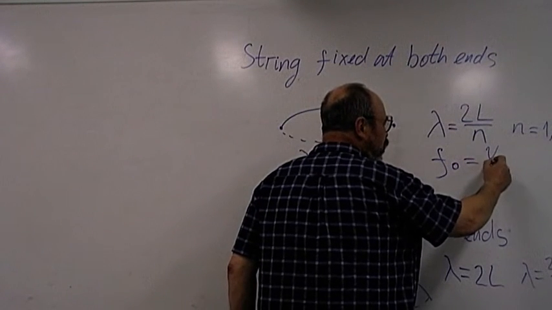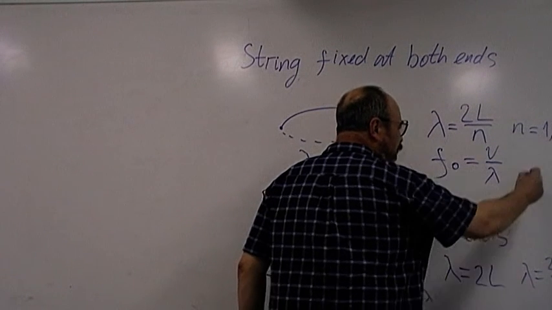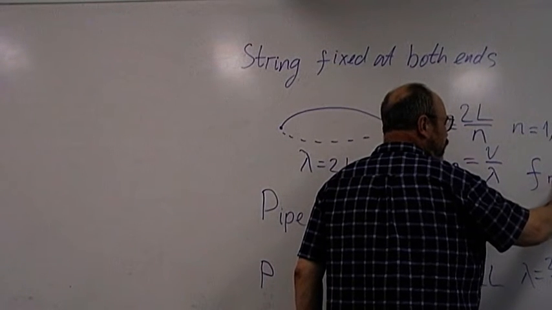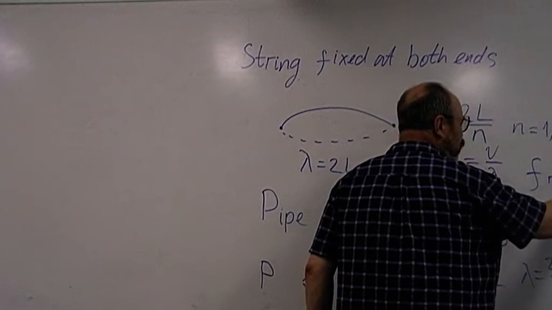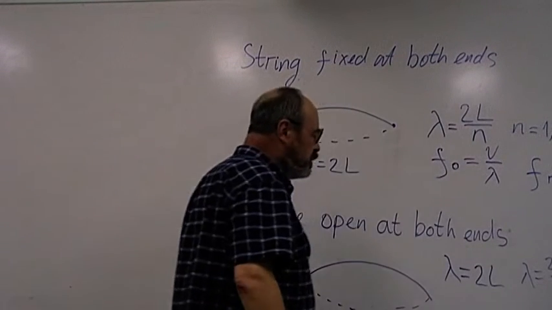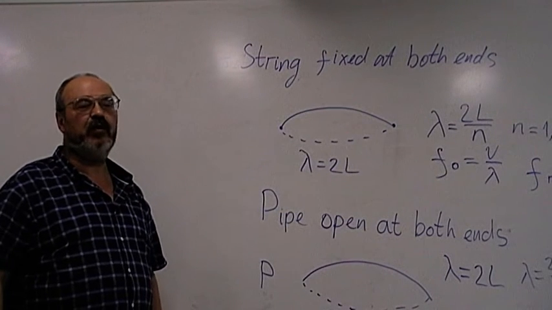which is V over the wavelength. And for all other harmonics, we have Fn, the frequency of the nth harmonic, equals n times the fundamental frequency. And exactly the same formulas apply to the pipe open at both ends.